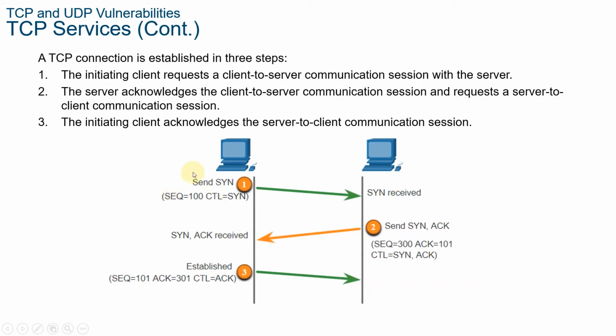Now, a TCP connection is established in 3 steps as shown in the diagram here. So the first one would be the initiating client requests a client to server communication session with the server. The server then acknowledges the client to server communication session and requests a server to client communication session. The initiating client acknowledges the server to client communication. This is an example of three-way handshaking.